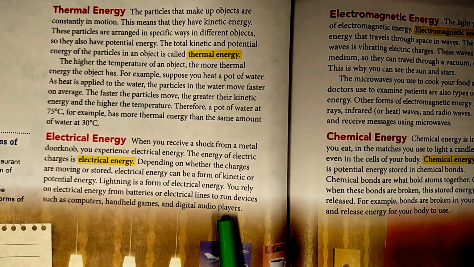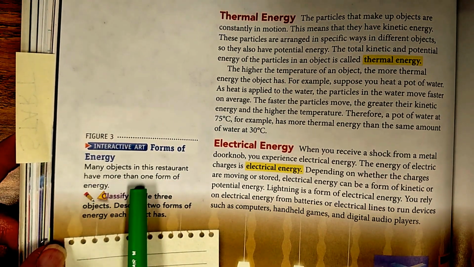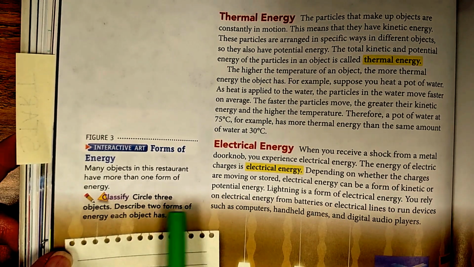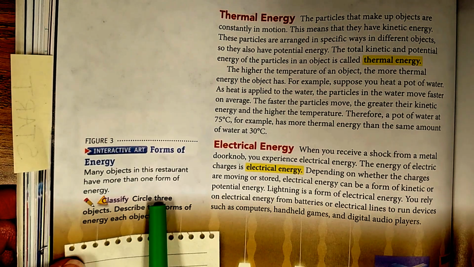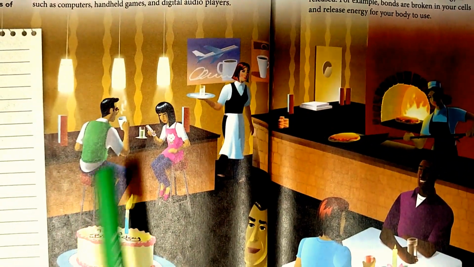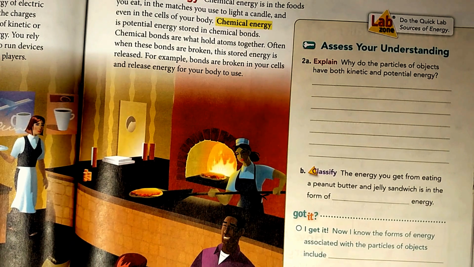digital audio players. So, many objects in this restaurant have more than one form of energy. So, circle 3 objects and describe 2 forms of energy each object has. So, you want to circle 3 objects and then describe the 2 forms of energy they have. Go ahead and look at the picture, what's going on, what are some things you'd see.